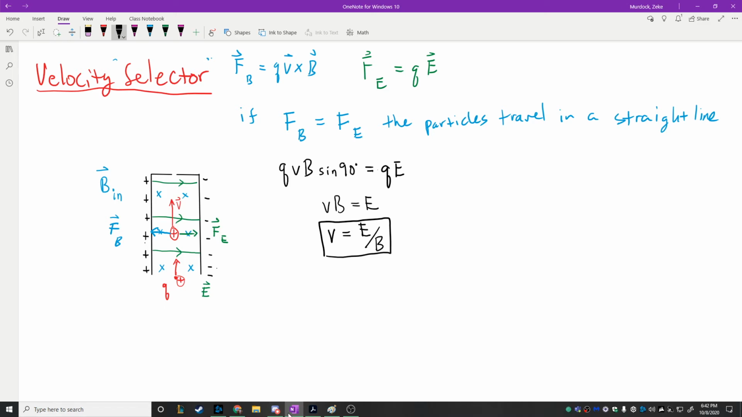So what happens if the velocity of the particles is higher than this speed? Suppose some particle comes in here and it has a bigger velocity. What's going to happen to that particle? When you come through with just the right velocity here, the particles go in a straight line. Which one of the forces is going to be bigger if the velocity gets bigger? Will it be the magnetic force or the electric force? Which force changes when we change the velocity?